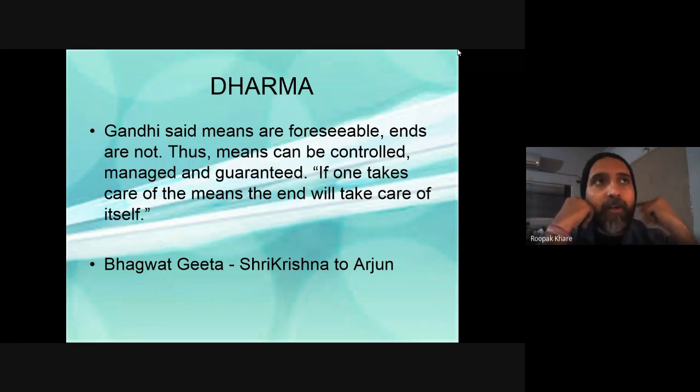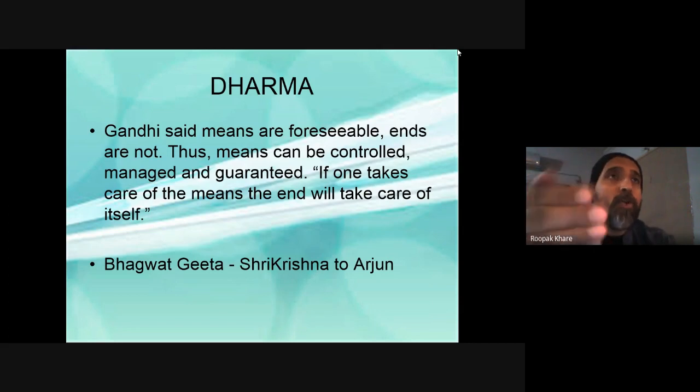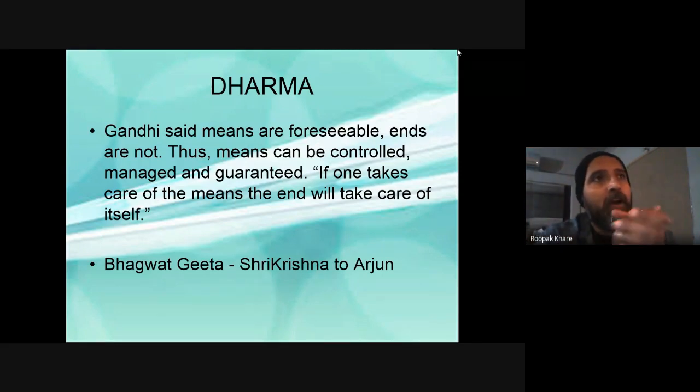So there is a word in Sanskrit and Hindi which is called dharma, right? And dharma is the set of rules that guide you through life. What is your role? What is your responsibility? What is your duty? That is your dharma. And there is this very famous pious book which is called Bhagavad Gita, which talks about dharma in detail.